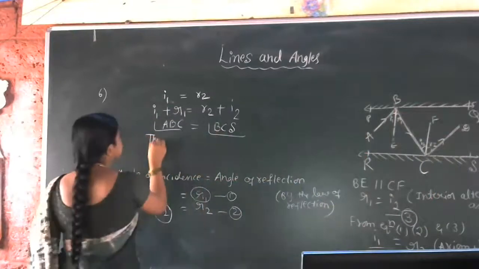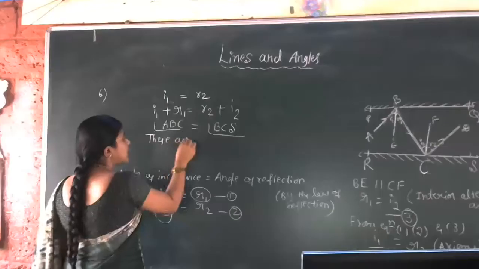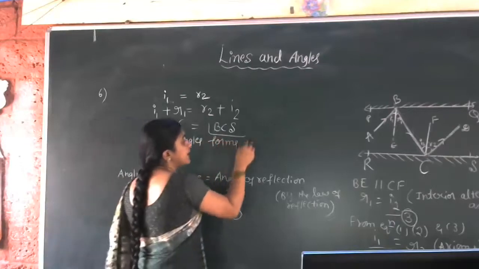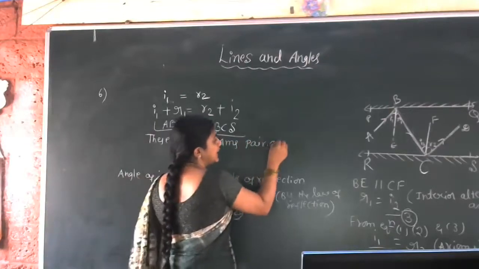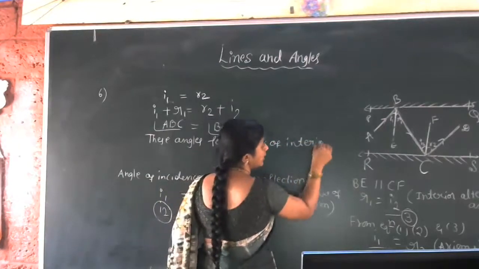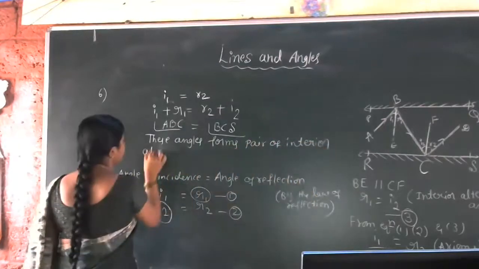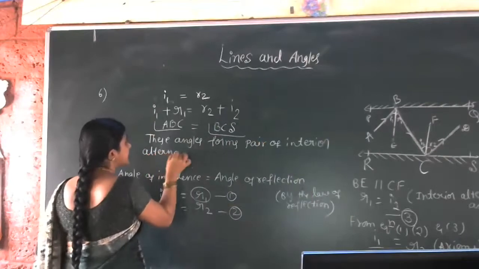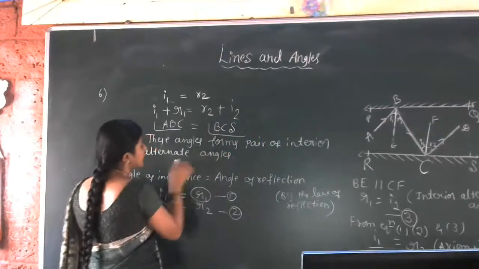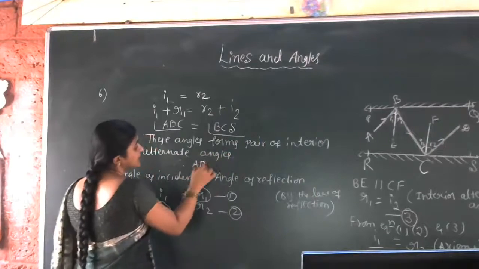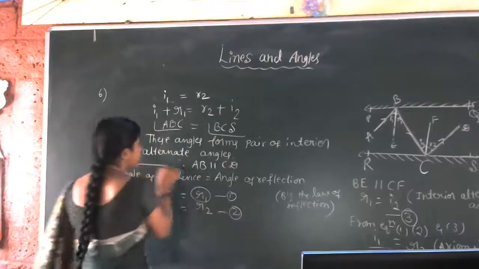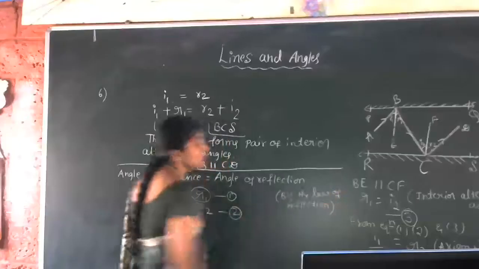These angles form a pair of interior alternate angles. Therefore, line AB is parallel to line CD.